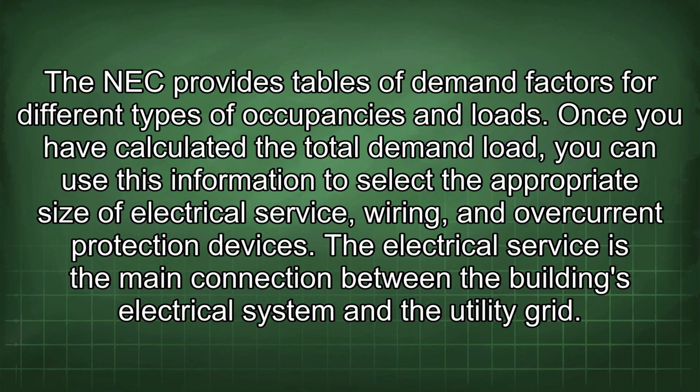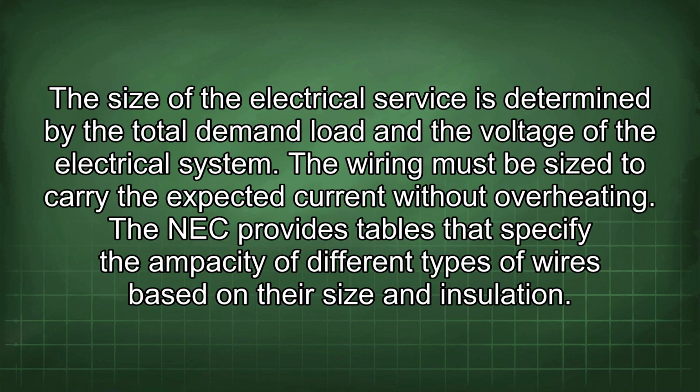Once you have calculated the total demand load, you can use this information to select the appropriate size of electrical service, wiring, and overcurrent protection devices. The electrical service is the main connection between the building's electrical system and the utility grid. The size of the electrical service is determined by the total demand load and the voltage of the electrical system. The wiring must be sized to carry the expected current without overheating. The NEC provides tables that specify the ampacity of different types of wires based on their size and insulation.